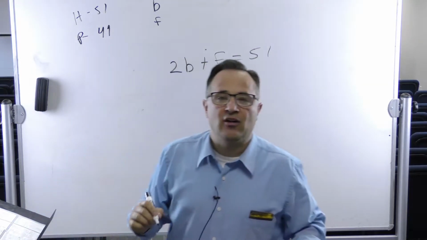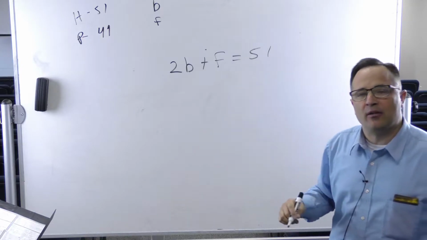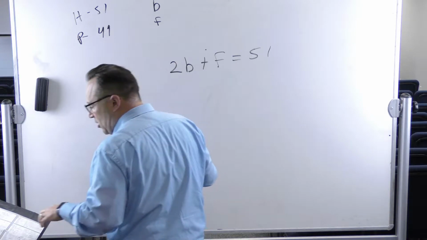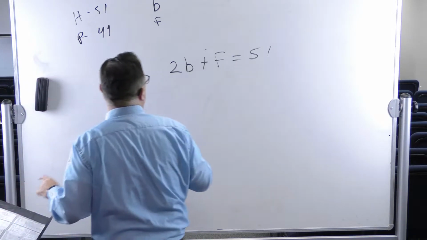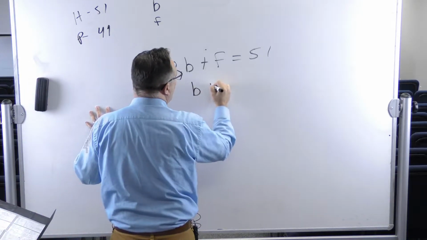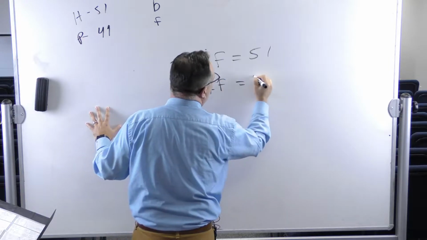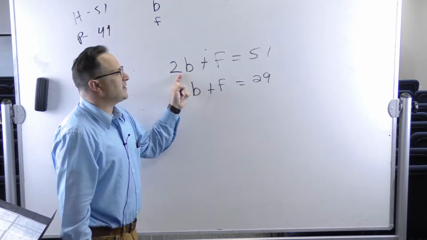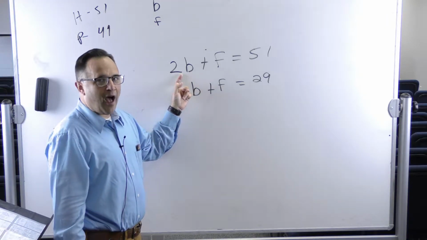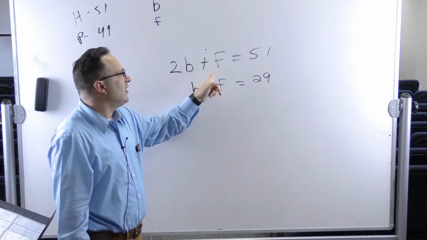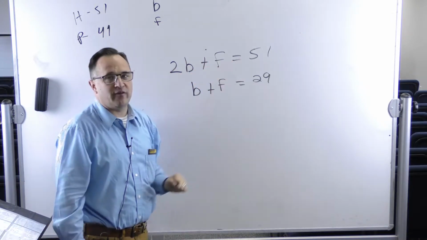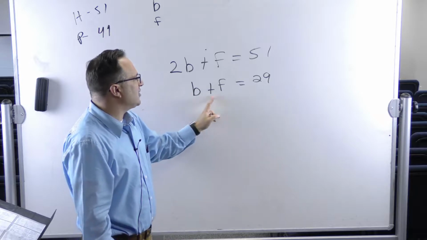So what we have here is one equation. Now we have to create another algebraic equation to subtract from it. We know that they've scored 29 times, so their baskets plus their free throws equal 29. If you look at the board again, that's the value of a shot. A regular basket is worth 2 points, a free throw is worth 1, so it's just 1f. So 2b plus 1f equals 51, and then the baskets plus the free throws equals 29.